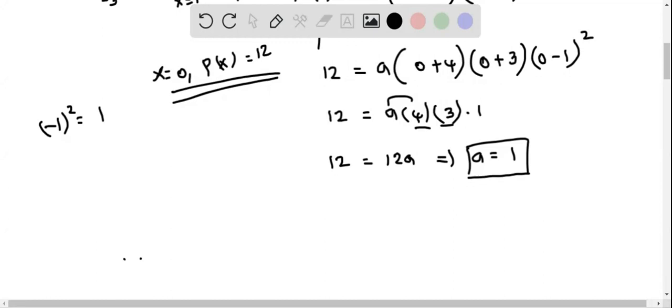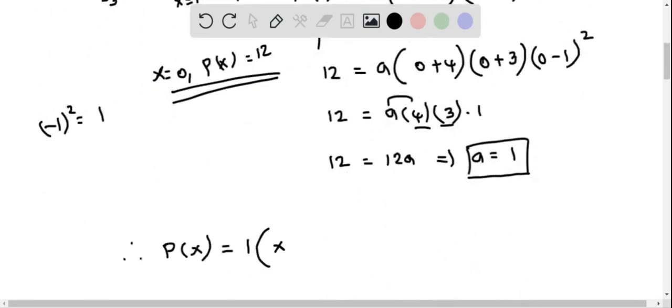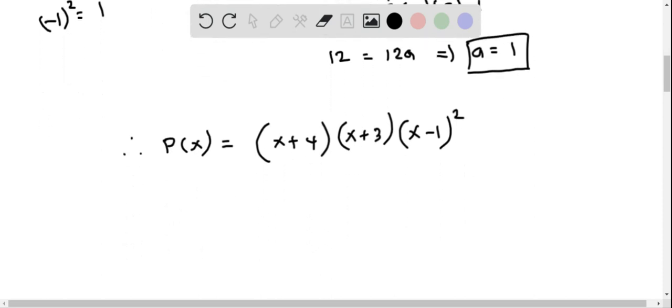We can plug it into the polynomial equation. So therefore we get p of x equals 1 times x plus 4 times x plus 3 times x minus 1 quantity squared. And so this is the polynomial. I can just remove the 1 because 1 times all the linear factors will be the same linear factors. But this is in factored form, which we can also give in powers of x form. So for that, we have to multiply each of the terms and then give it in the powers of x form.